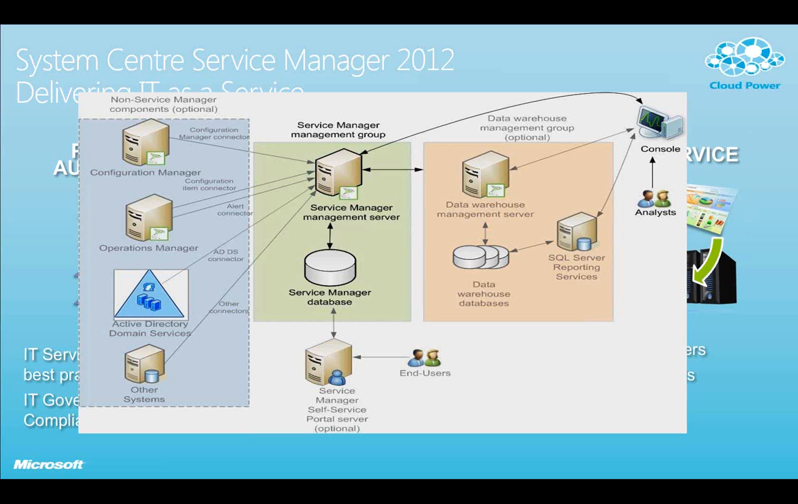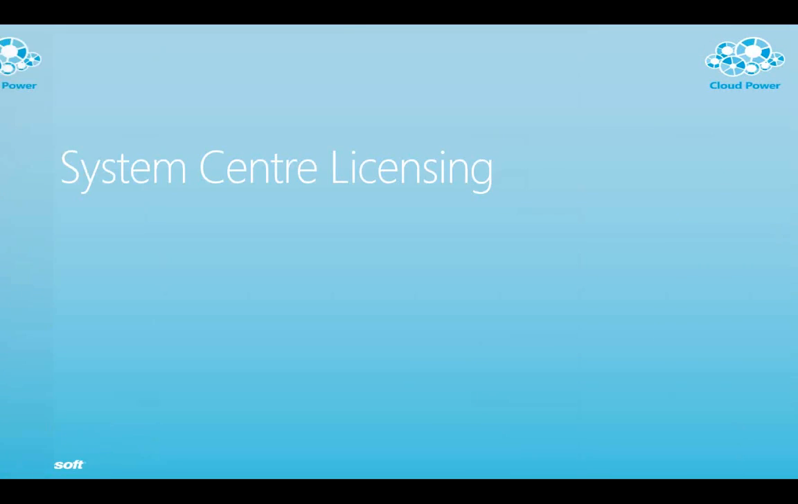Or it could be installation of software. It could be pretty much anything. You can automate near enough everything with the Orchestrator. So that's the product overview.